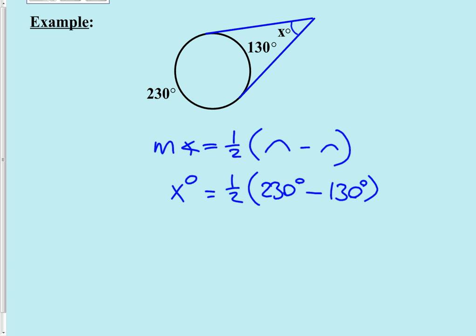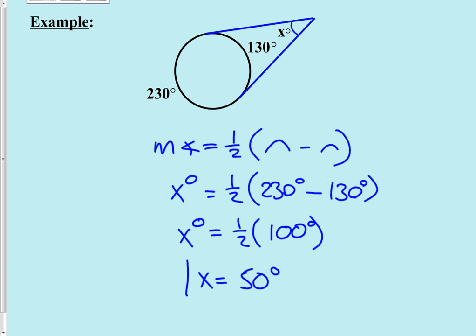So from here, we should work it out. We're going to work inside of the parentheses first. So x equals 1/2 times 230 degrees minus 130 degrees, which is 100. And obviously 1/2 of 100 is 50 degrees. There you go. Not too difficult.